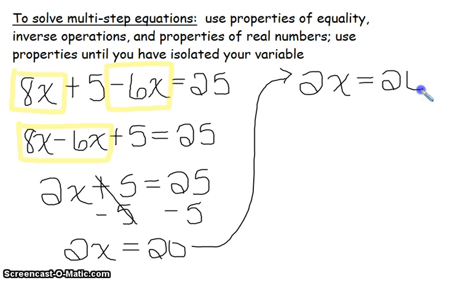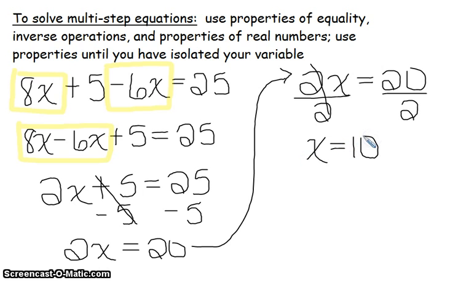And that 2 is right next to the x, so that should automatically indicate to you that this is multiplication. So the inverse of multiplication is division. So divide both sides by 2, and you get 1x equals 10. So that's a very simple multi-step equation, but that's what we have there.